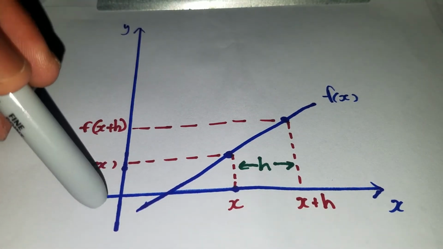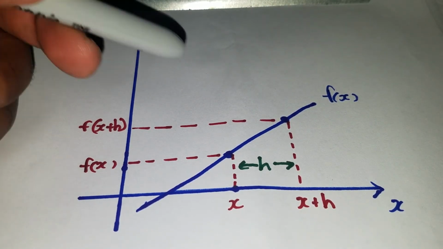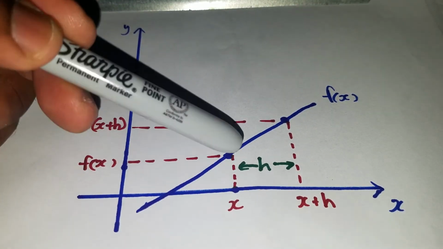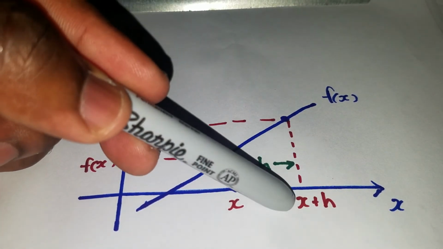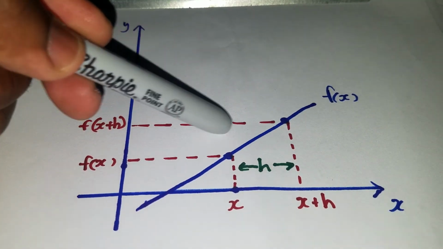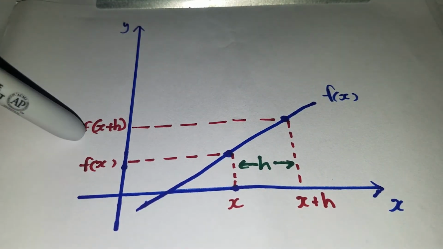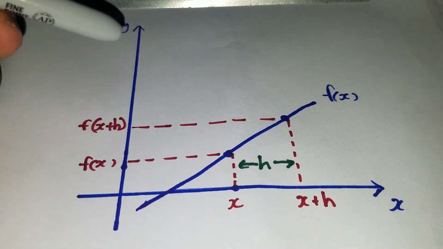Same thing is said for the y terms. So we represent it by saying f of x. So x would coordinate to f of x. Therefore, x plus h would coordinate to f of x plus h. So that distance is right there as well.